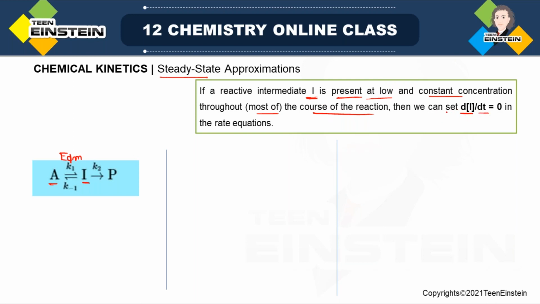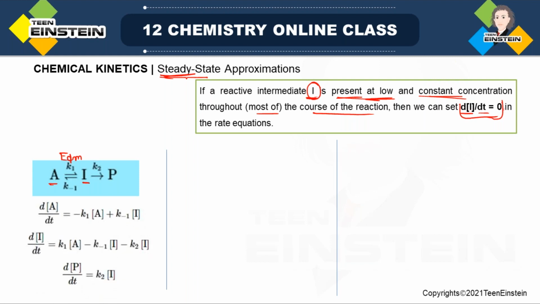That means dI/dt, the rate of change of I with respect to time, is 0. Remember, we can take this assumption only when the reactive intermediate I is present at a very low concentration or has constant concentration. If either of these two conditions is fulfilled, then we can say that I has reached steady state. Steady means there is no change in its concentration. That is why we call it steady state. So this is the approximation that we are making here.